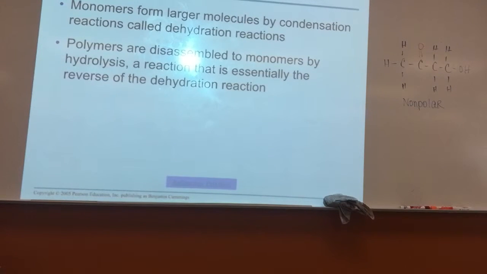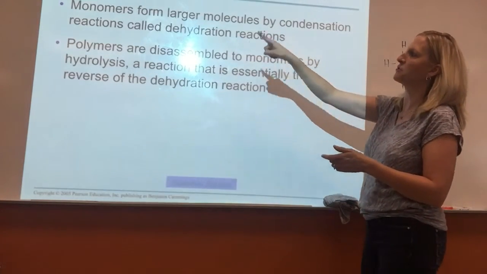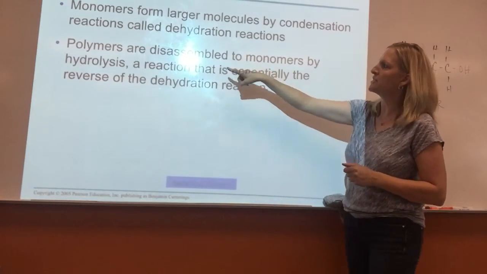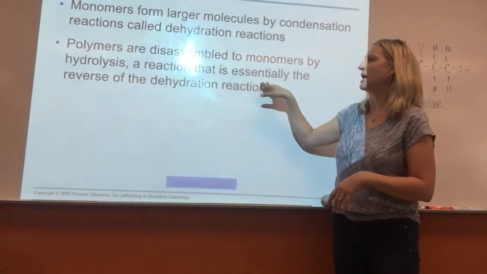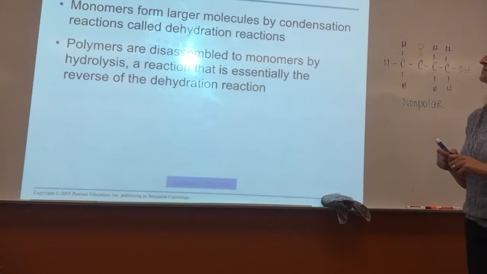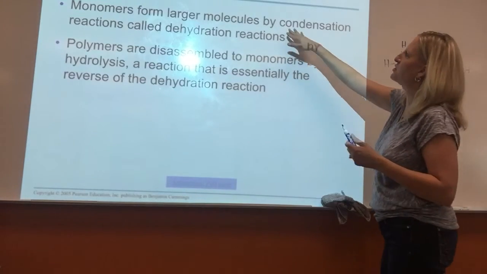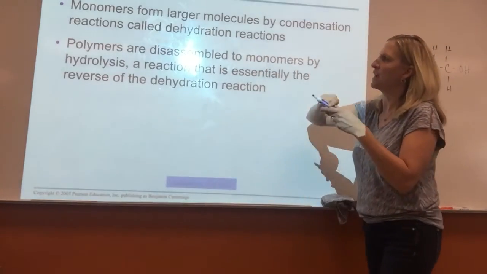And so this first bit is just a generic way of how we make any one of those 3 polymers. So monomers form larger molecules by what we call condensation reactions or dehydration reactions. And they're disassembled or broken down back into their monomers by what we call hydrolysis. It's the opposite of the dehydration reaction.